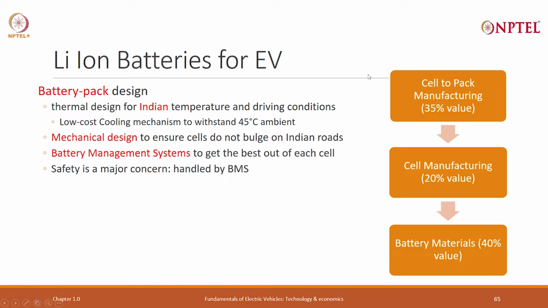Then you make battery to cell. That is what we are going to start making. That is actually a small value at 20-25%, cell manufacturing. That is where we need to do that in India. 40% material we have to look at it. Cell to pack manufacturing also has 35% value. This is not understood. Most people thought they will buy cells and assemble it.